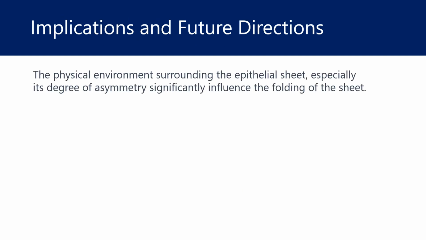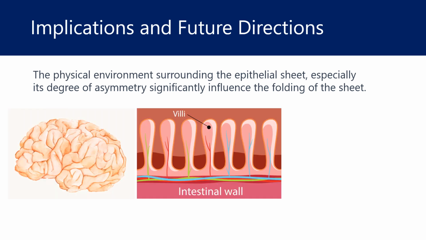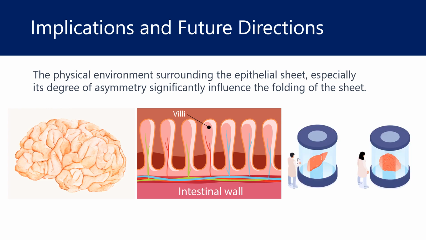Our exploration today has underscored that the physical environment surrounding the epithelial sheet, especially its degree of asymmetry, significantly influences the folding of the sheet. This suggests that nature might be using environmental asymmetry as a tool to create functionally diverse folding structures. We see this in the diverse patterns such as the labyrinth-style gyri in the brain and the spot-style villi in the intestines. Understanding this could open up new possibilities in fields like tissue engineering and regenerative medicine, where controlling tissue shape and structure is a key challenge.